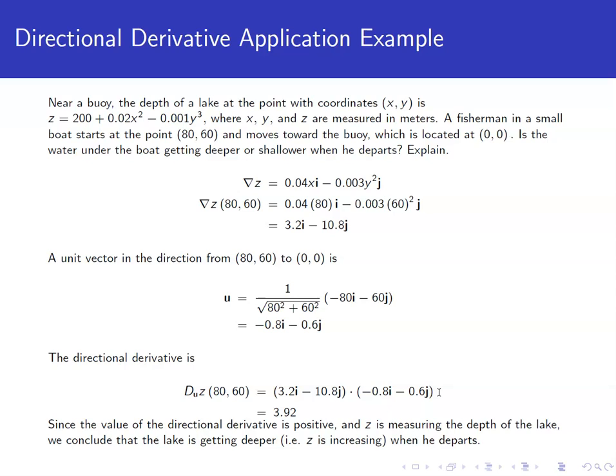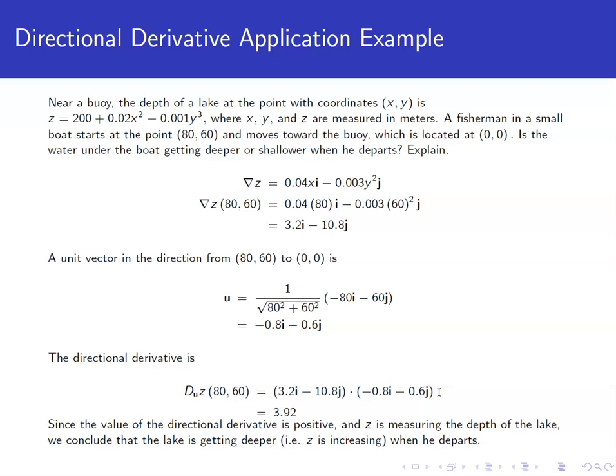Now taking the dot product of the gradient and that unit vector, we get 3.92. What this 3.92 represents is that the depth is changing at a rate of 3.92 meters for every meter that you go in the unit direction. So this 3.92 is basically meters per meter. It's depth in meters: 3.92 meters getting deeper for every meter that you would go in the unit direction.